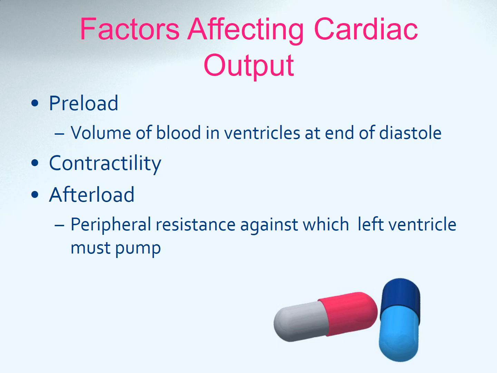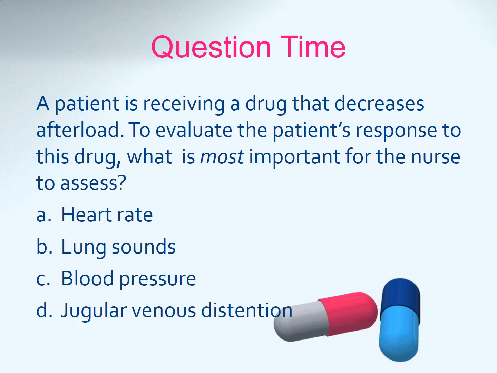Question time. A patient is receiving a drug that decreases afterload. To evaluate the patient's response to the drug, what is most important for the nurse to assess? Heart rate, lung sounds, blood pressure, or jugular venous distension? And the answer is C. Afterload is affected by the size of the ventricle, wall tension, and arterial blood pressure.